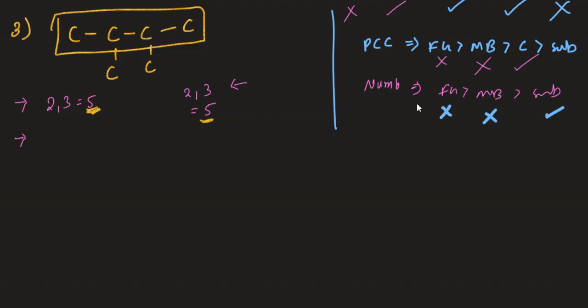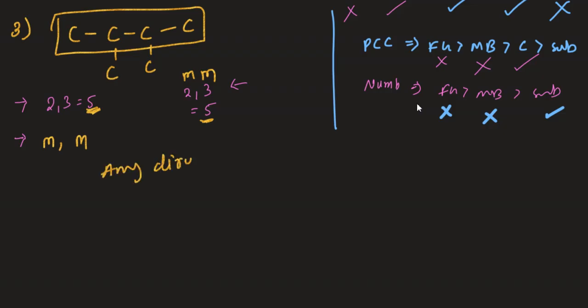Since the sum of the substituent numbers is 5, here also the sum of the substituent numbers is 5. So whenever you get two same numbers, check the alphabetical order. At the second position, one group is there, and one group indicates methyl, a one carbon compound. At the third position you also have a methyl group. Next, here, second position methyl group, third position methyl group. You can say the alphabetical order is also the same. So hence you can choose any direction.